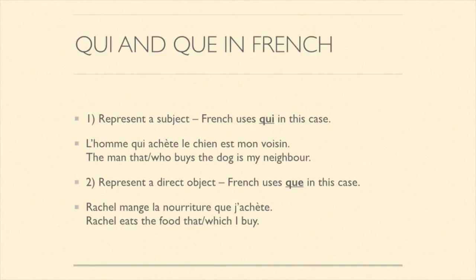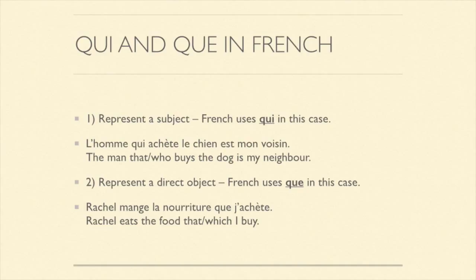So qui and que in French. To represent a subject, just as we just learned how to do in English, French uses qui. And then to represent a direct object, French uses que. So going back to the first part, qui. L'homme qui achète le chien est mon voisin. The man that or who buys the dog is my neighbor. So we use qui when we want to represent a subject.